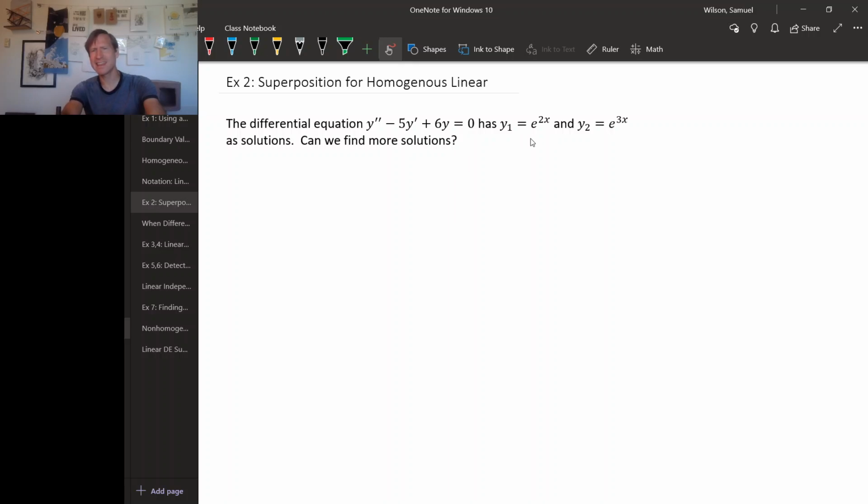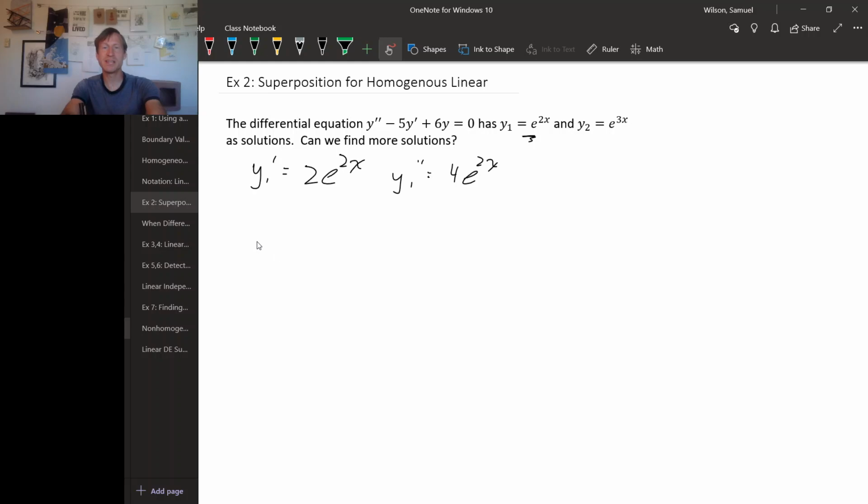So let's just check that these are solutions. Well, let's check the first one anyway. I'll let you check the second one. So we're going to need two derivatives of y sub 1. So the first derivative is 2e to the 2x, and then the second derivative is 4e to the 2x. Those factors of 2 are coming from the chain rule.